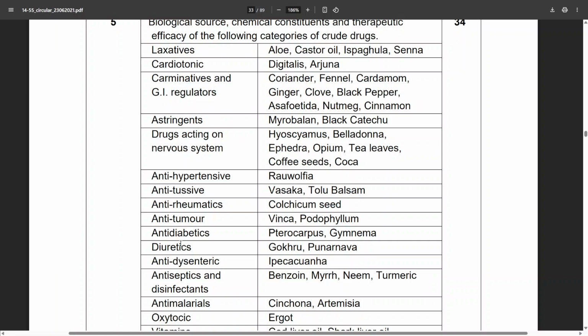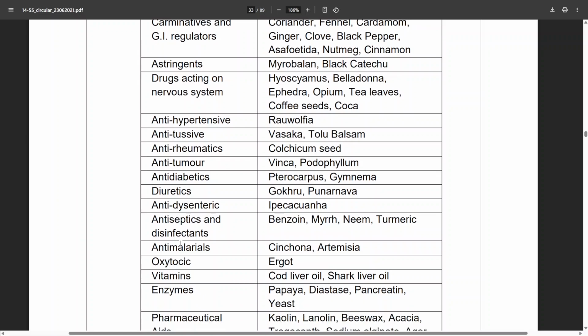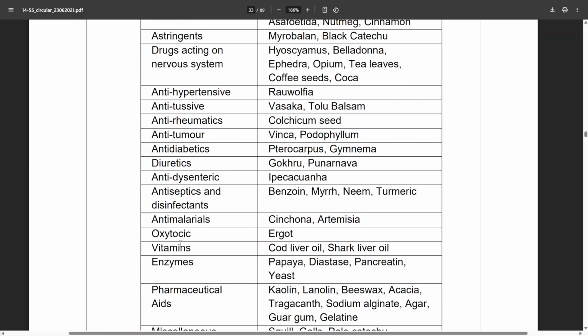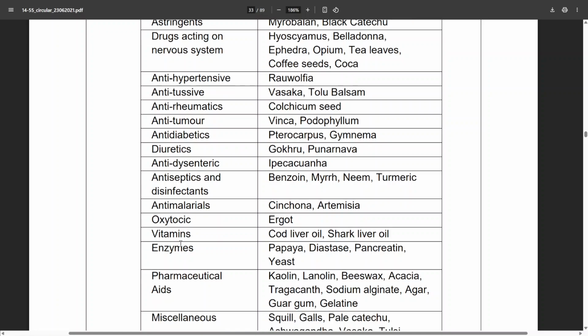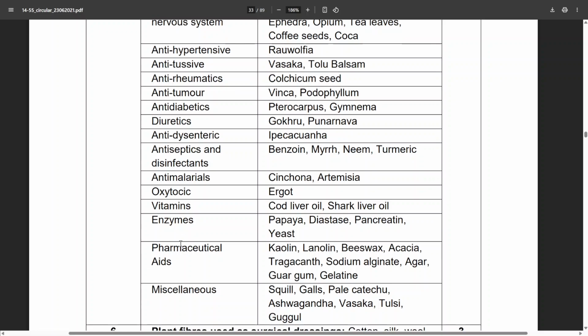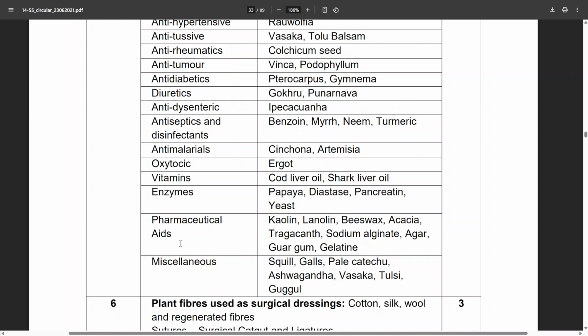Antihypertensives, rauwolfia; antitussives, vasaka, tolu balsam; anti-rheumatics, colchicum seed; anti-tumor, vinca, podophyllum; anti-diabetics, pterocarpus, gymnema; diuretics, gokhru, punarnava; anti-dysenteric, ipecacuanha; antiseptics and disinfectants, benzoin, myrrh, neem, turmeric; antimalarials, cinchona, artemisia; oxytocic, ergot; vitamins, cod liver oil, shark liver oil.